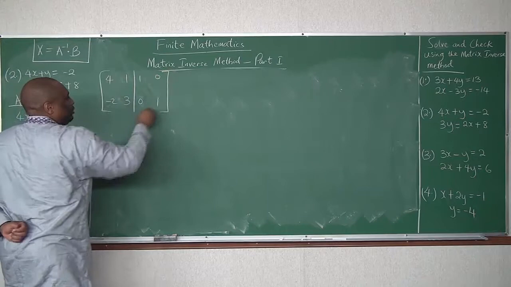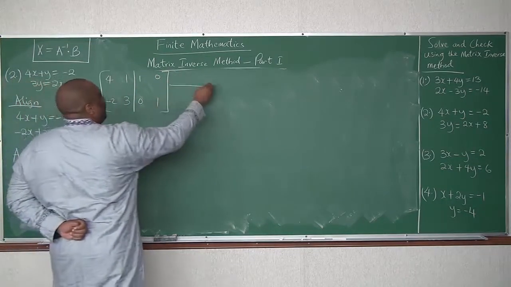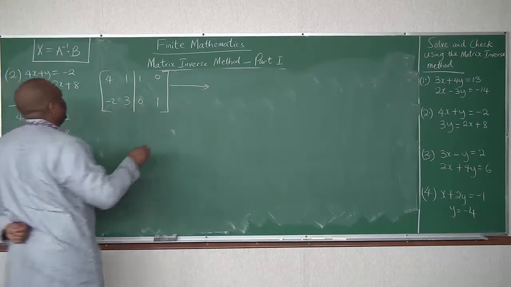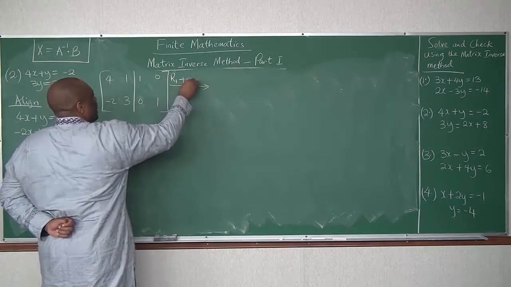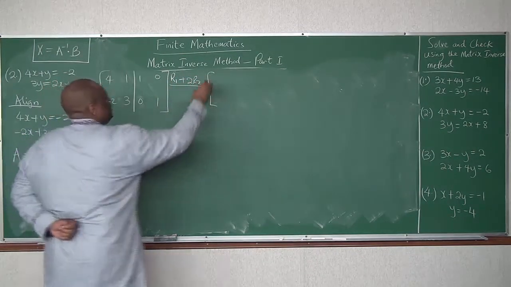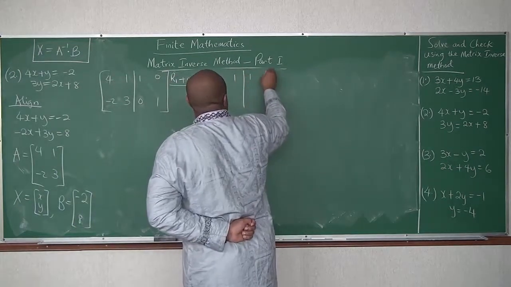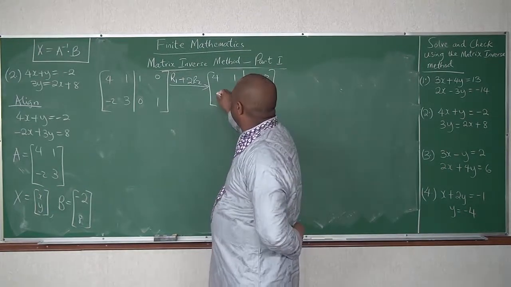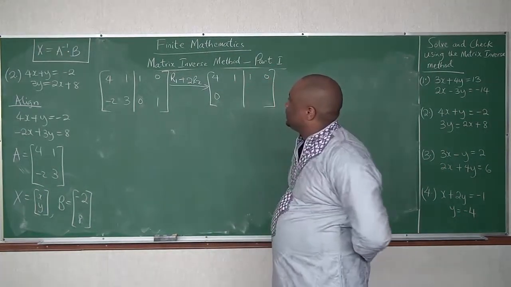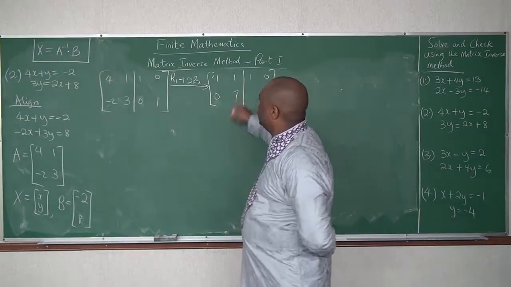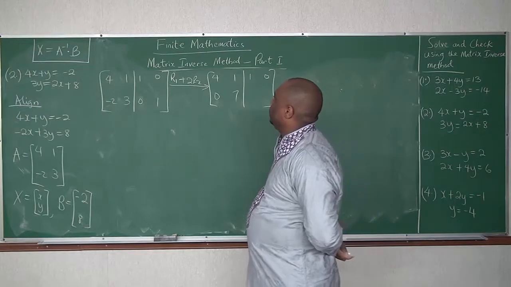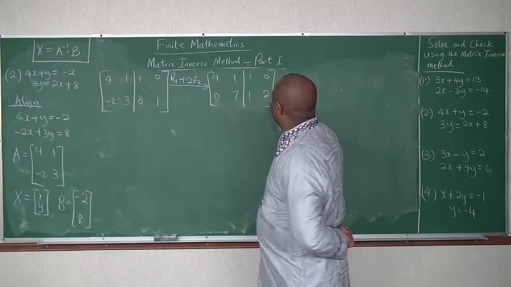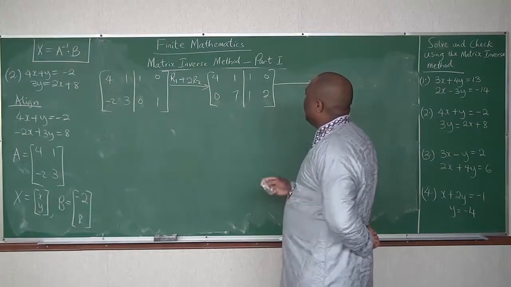As usual, I am using the row reduction method. So if I apply the row operation here, this will be R1 plus 2R2. So this will be 4, 1, 1, 0. 4 minus 4 is 0, 1 plus 6 is 7, 1 plus 0 is 1, 0 plus 2 is 2.